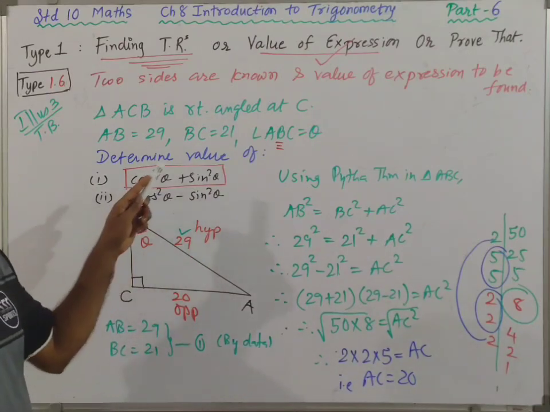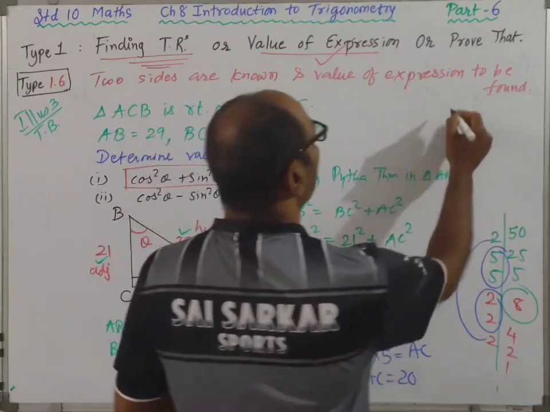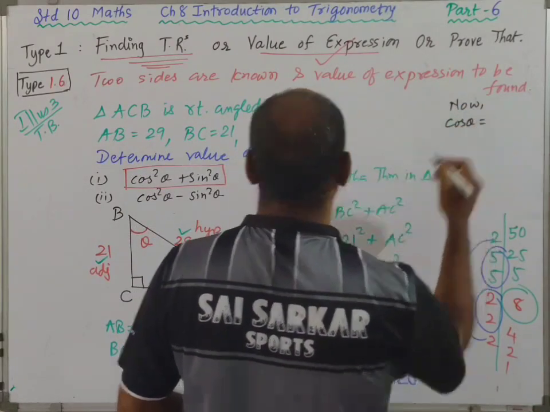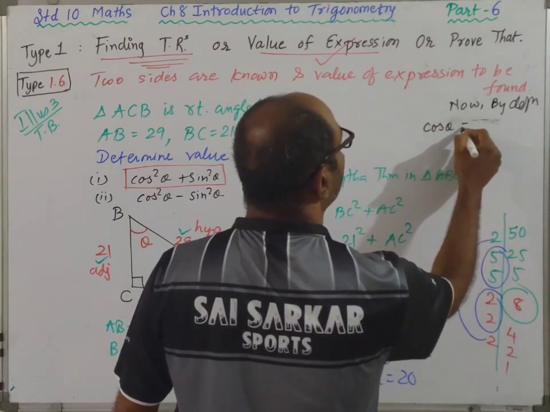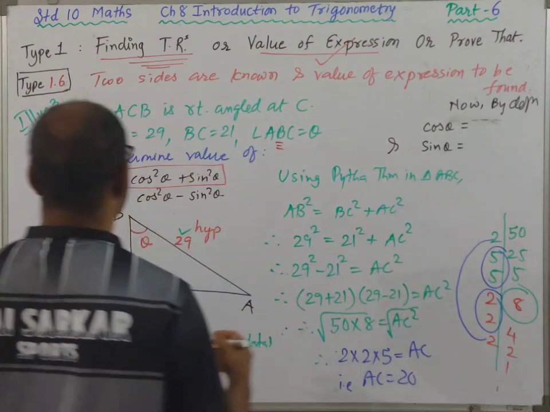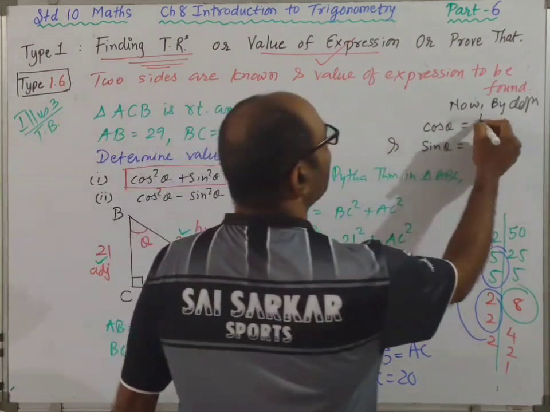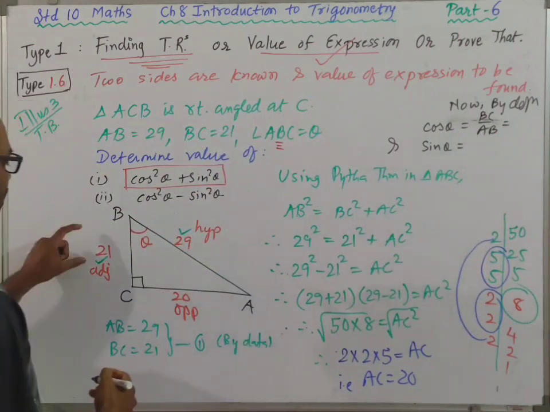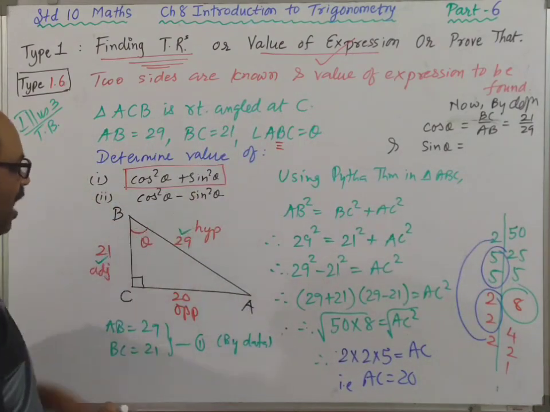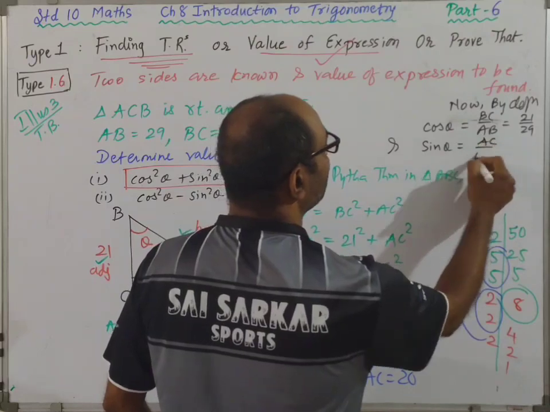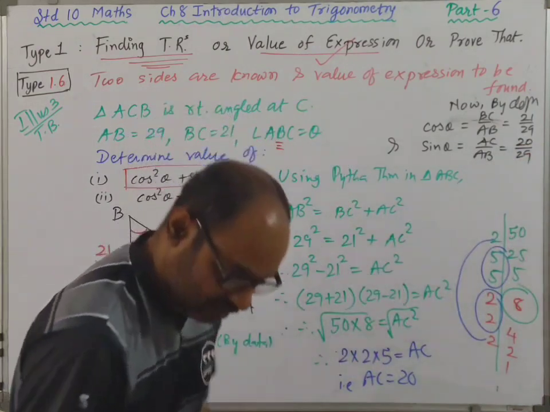Now you find out what is cos theta, sin theta, and then put the values. Alright? Now, by definition, cos theta is equal to, and sin theta is equal to, both. Cos is adjacent upon hypotenuse, that is BC upon AB, and BC is 21, AB is 29. So 21 upon 29. And sin theta is opposite upon hypotenuse, that is AC upon AB, and that is 20 upon 29. Is that clear?